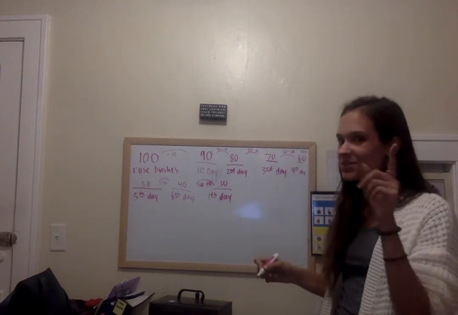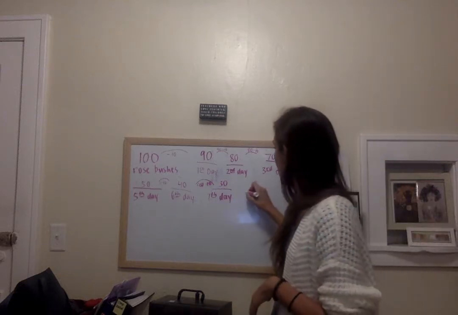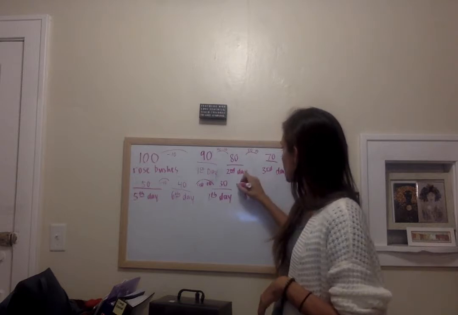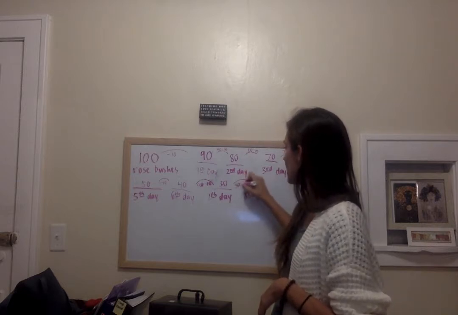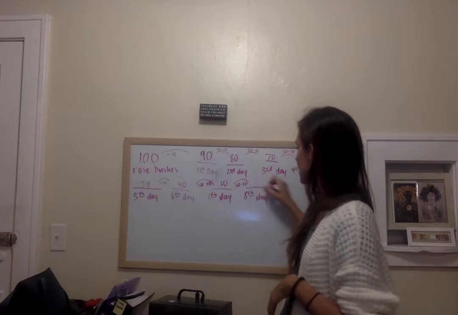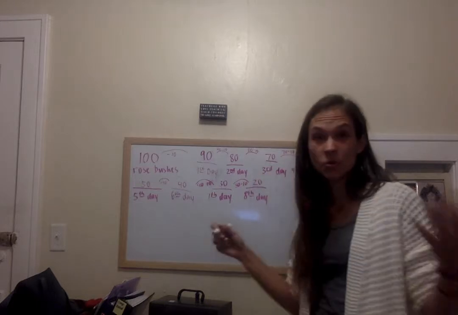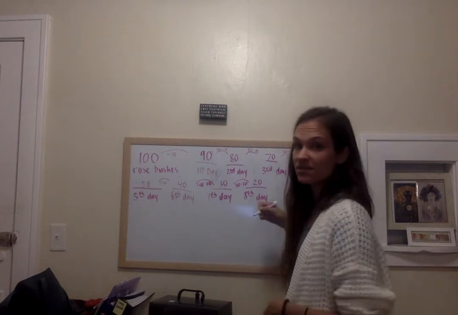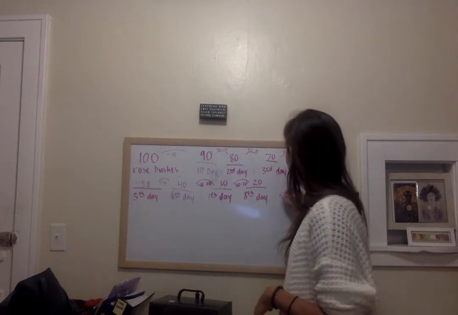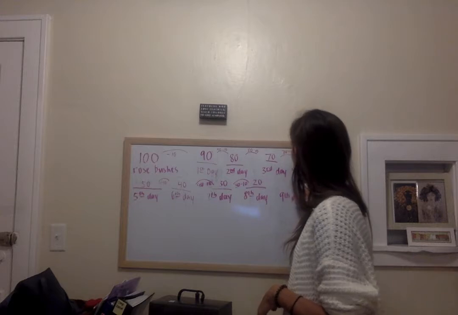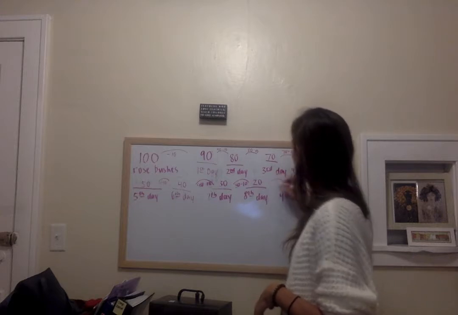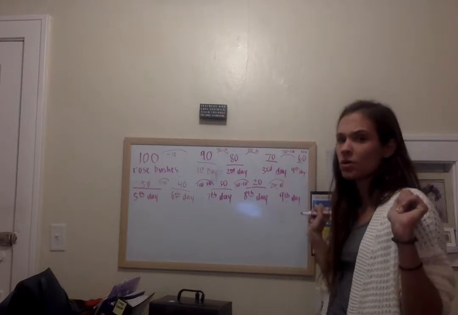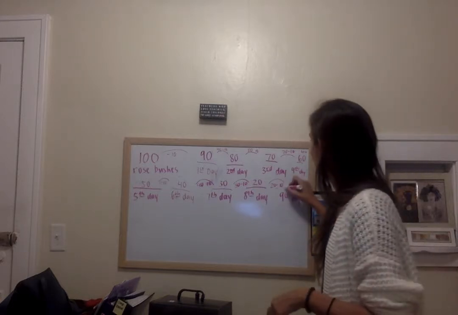She's almost out, but she still has more rose bushes to sell. On the eighth day, she sold 10 more, so we would take 30 minus 10, and that would put us at 20. So she has 20 rose bushes, so she still has more to sell. So we're going to go to the ninth day. So we would take 20 minus 10. 20 minus 10 equals 10.